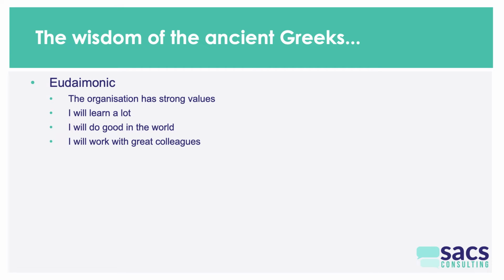Eudemonic benefits in the workplace are things like the organisation that I work for has strong values. I will learn a lot by working here. I will do good in the world, so what this organisation does contributes to the improvement of the world. And I will work with great colleagues. They're all eudemonic benefits.